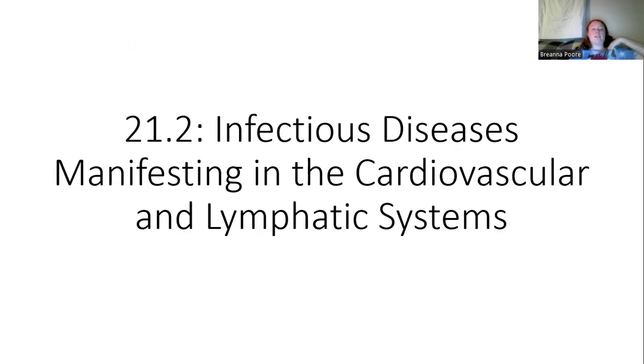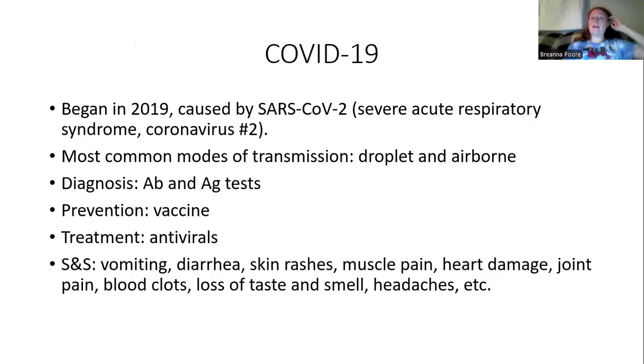21.2 is infectious diseases manifesting in the cardiovascular and lymphatic system. The book mentioned, I'd say, roughly 20 different ones. I didn't add every single one of them in here, but I did add the ones that I knew pretty much about. Like COVID.